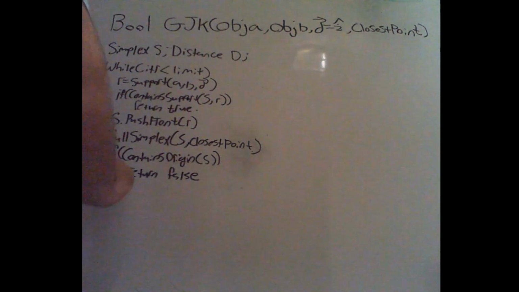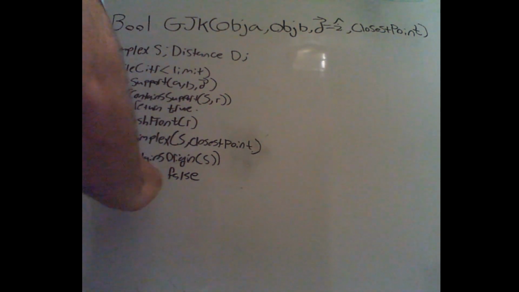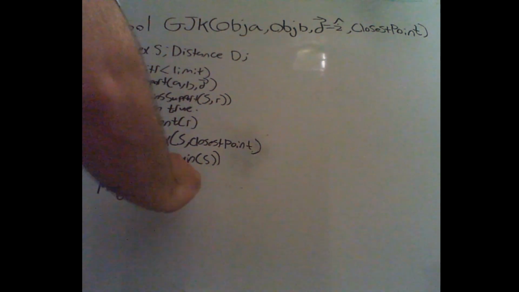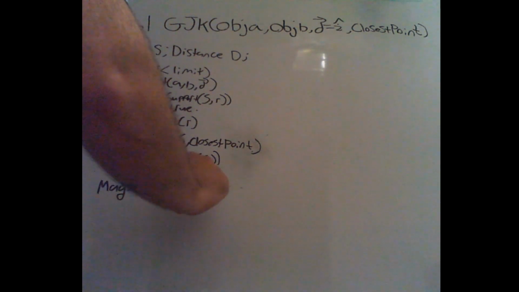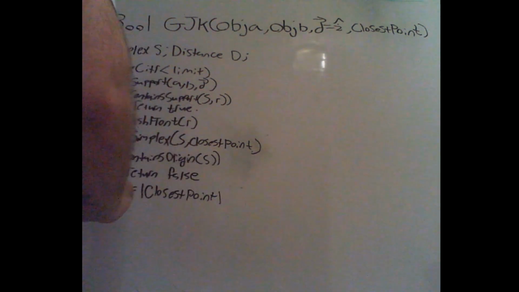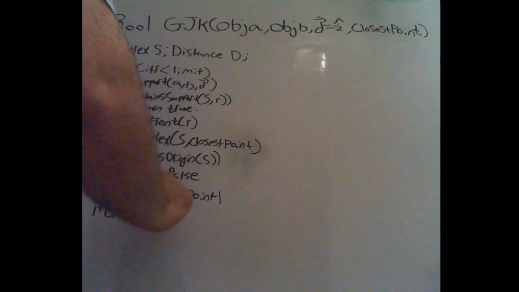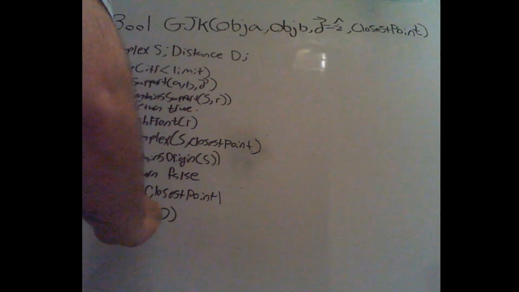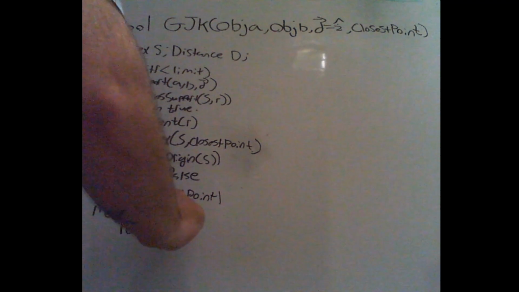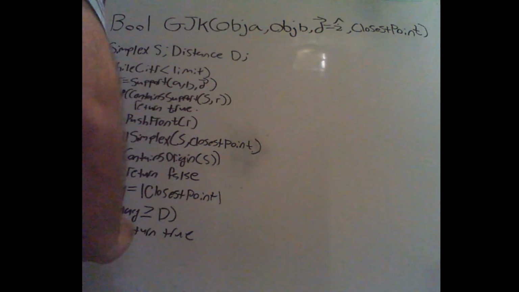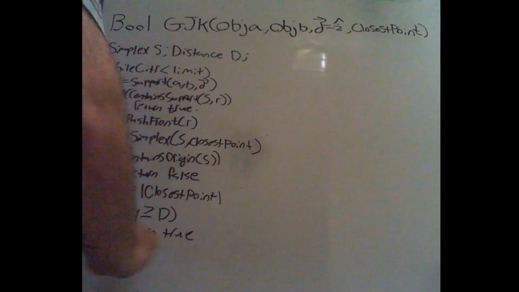Finally, we'll compute the magnitude of the closest point and check to make sure we're progressing towards the origin. If we are not, again we'll return true for separation. If these checks fail, we update the direction and the distance for the next iteration.